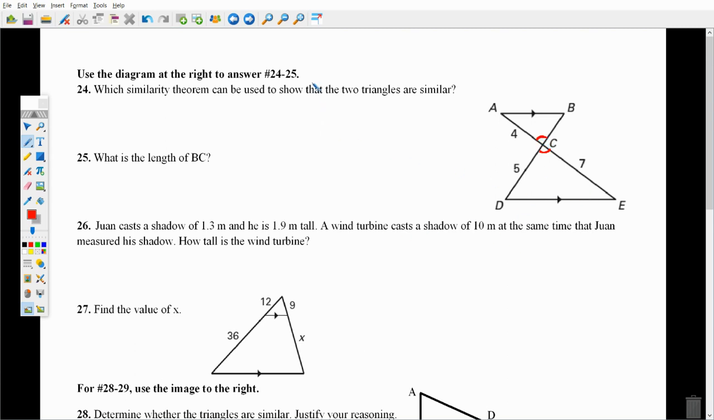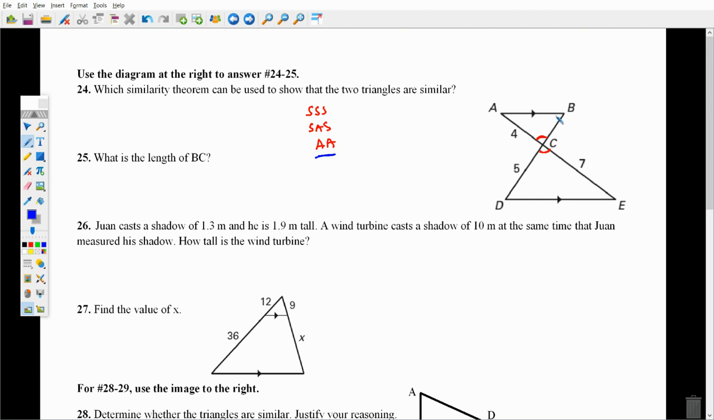So out of the similarity theorems that we could use, the ones that are close are side, side, side. We have side, angle, side. We have angle, angle. And there's one more, but these ones are the ones that I can see so far. So here we don't quite have side, angle, side because we're missing this side here. We don't have side, side, side because we don't have three sides that are similar. The only one that works here is angle, angle.